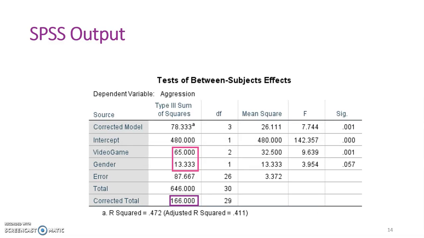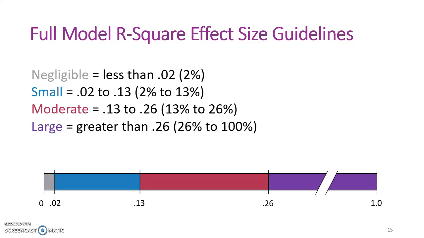And here is where we would find that information in the SPSS output to calculate that R-squared. And as always, at the bottom of the tests of between subjects effects table, the R-squared is actually printed out for us, and we can see that it's that calculation, 0.472. And the same guidelines for the full model R-squared effect size from regression apply here. It's the same calculation, it's the same R-squared. So we're going to use these same cutoffs.